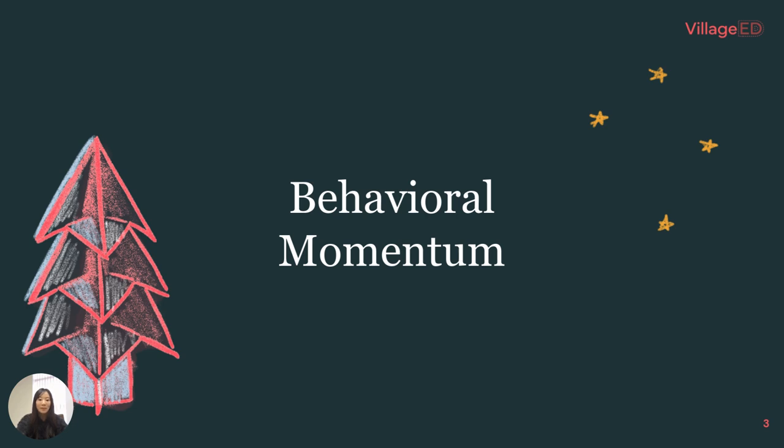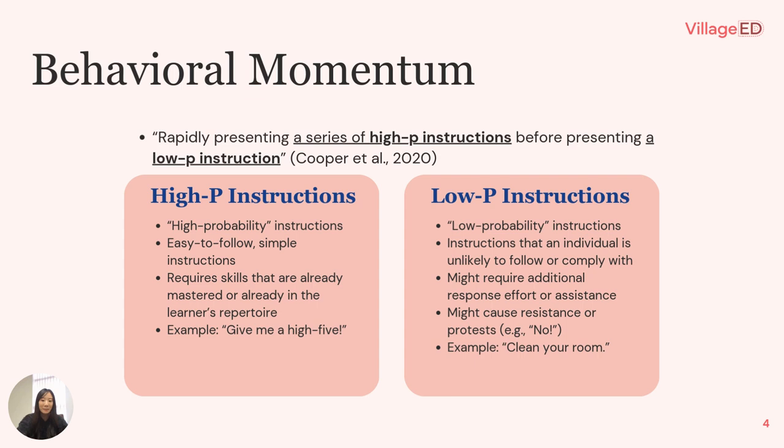Behavioral momentum. So what exactly is behavioral momentum? According to Cooper and colleagues, behavioral momentum is a process of rapidly presenting a series of high P instructions before presenting a low P instruction.